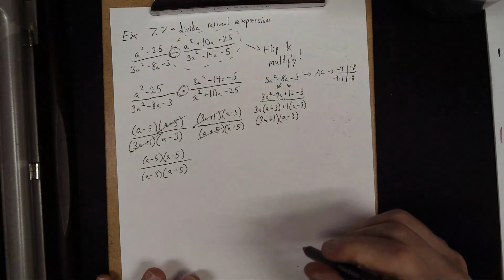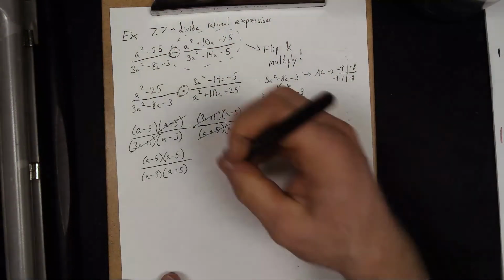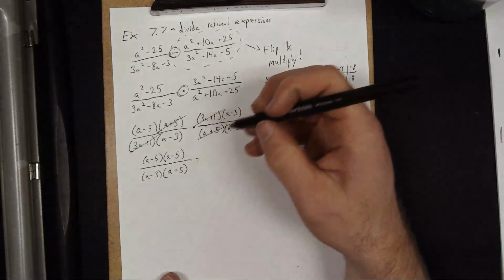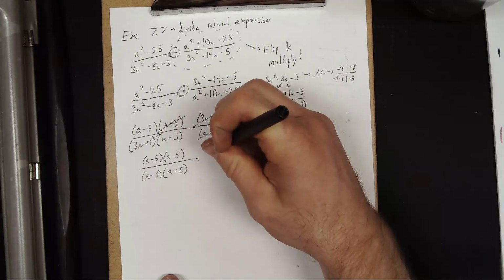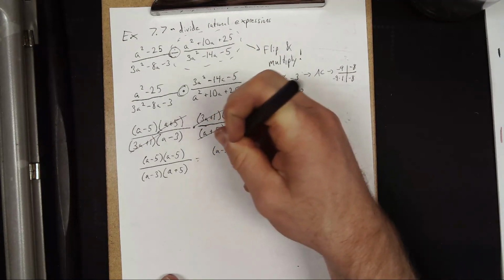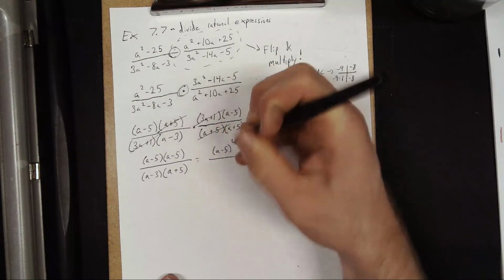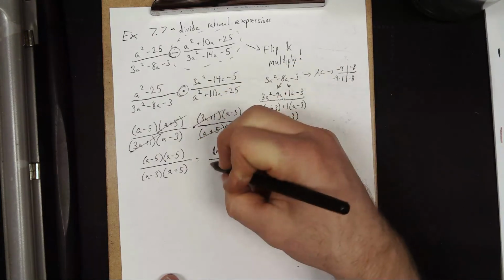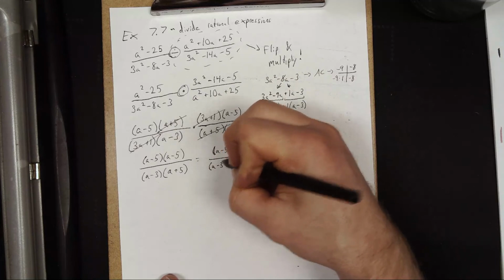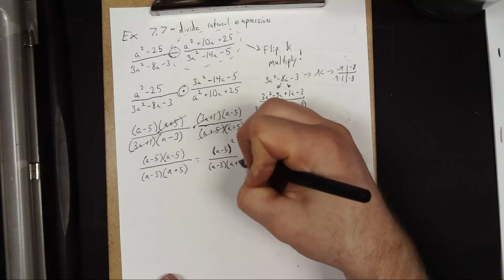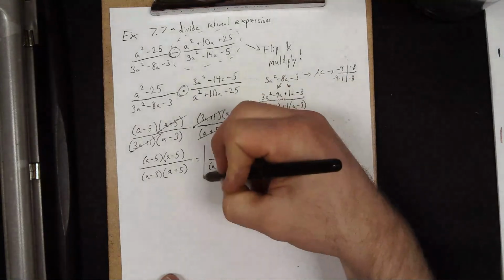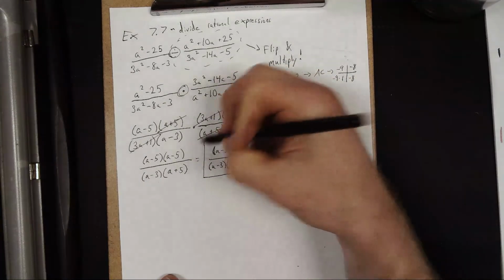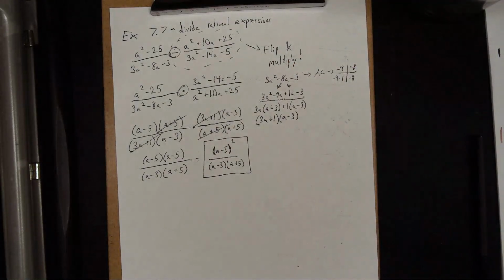So that's actually our answer. We're done on this one. So we can say our answer is a minus 5 squared since it shows up twice, over a minus 3 times a plus 5. And then we are done.